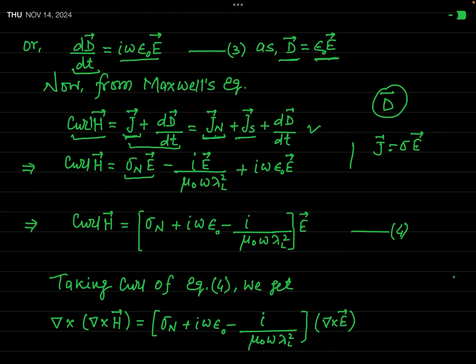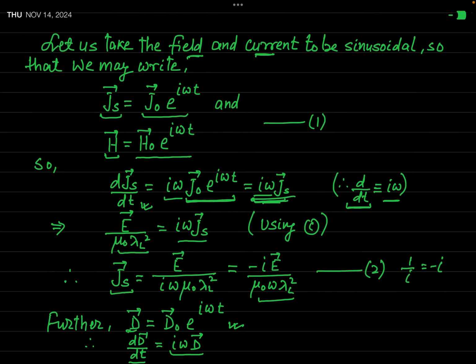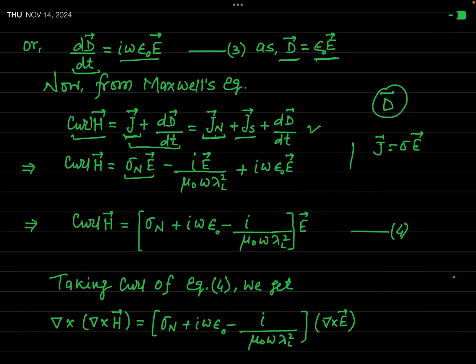And Js you have just obtained here. You can see the equation number 2. Js is equal to this much. So instead of Js, now you can write this much. This is minus iota E over mu naught omega lambda L square. And the time derivative of the displacement vector, you can see equation 3. This is equal to this much.